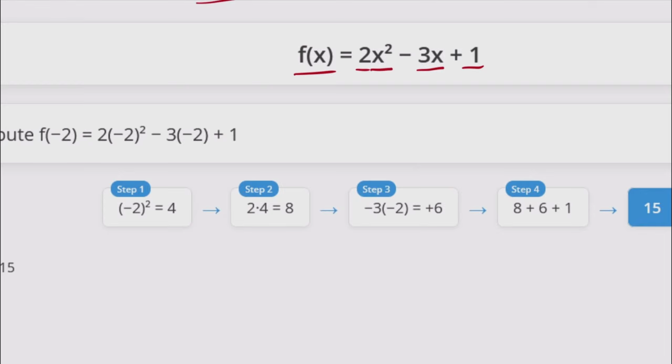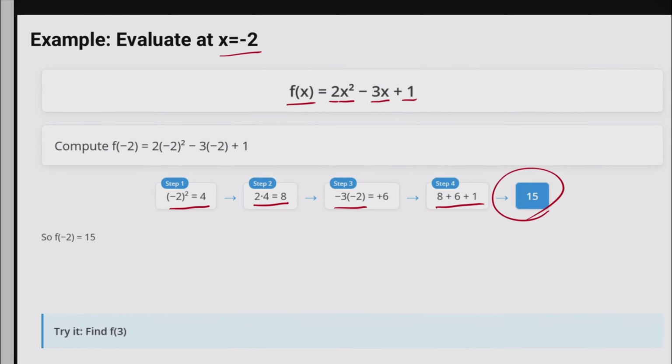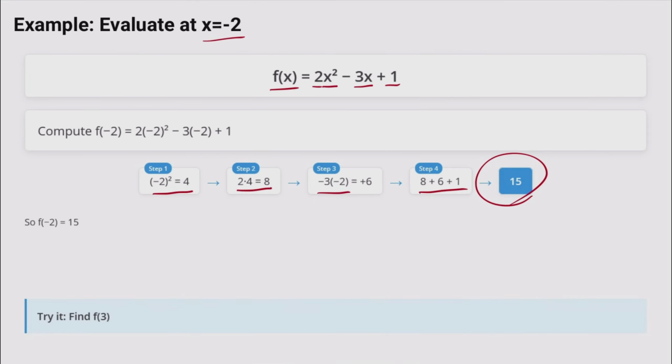If you do that step by step, negative 2 to the power 2 is 4. And we have to multiply by 2, so step 2, we have 8. We have negative 2 again, which should be multiplied by negative 3, so we have 6. And 8 plus 6 plus 1 is going to be 15. So right now I know for a fact that my machine is a function, and if I give it negative 2, I get 15.